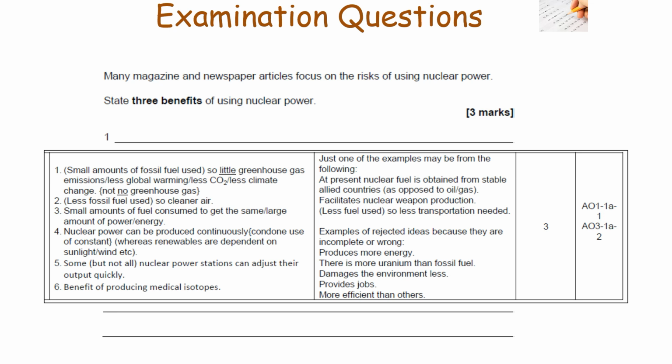Now, you can also mention the fact that nuclear fuel can be obtained from very stable countries at the minute, as opposed to oil or gas. It also can help produce nuclear weapons, because you're producing those isotopes, which is useful. And also there's less transportation required, so there's less fossil fuel used that way, because you don't need to transfer as much fuel from power station to power station.